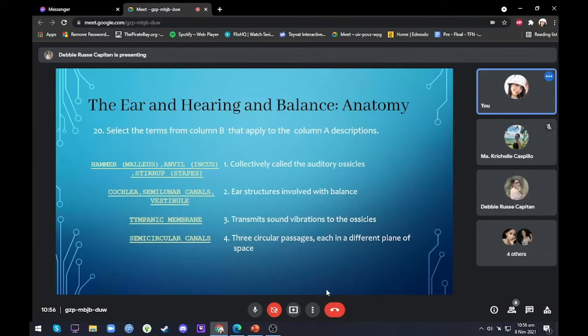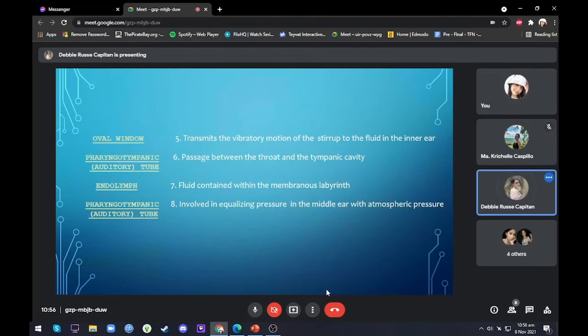Number 2, ear structures involved with balance. This is the cochlea, the semicircular canals, and the vestibule. Number 3, transmits sound vibrations to the ossicles. This is the tympanic membrane. Number 4, the three circular passages in different planes of space, which is the semicircular canals. Number 5, this transmits the vibratory motion of the stirrup to the fluid in the inner ear. This is the oval window.